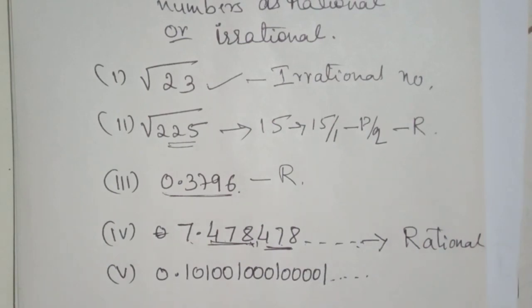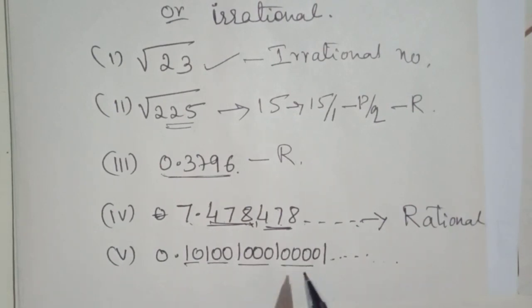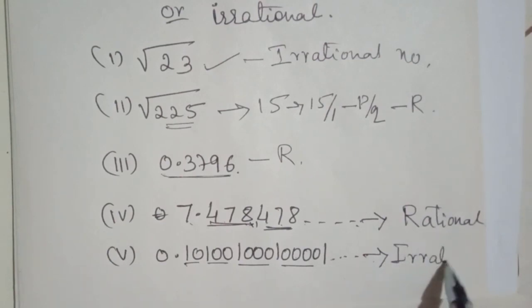Now look at this one, children. You have the number 0.101001000100001 and it continues. So it is not repeating here, because the blocks of numbers are 10, 100, next 1000, then 10000. You are not going to get the same block of numbers repeated. So you are going to call it an irrational number. Very simple question, this is an irrational number.